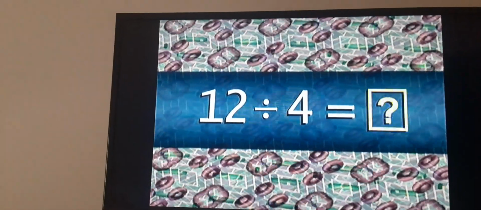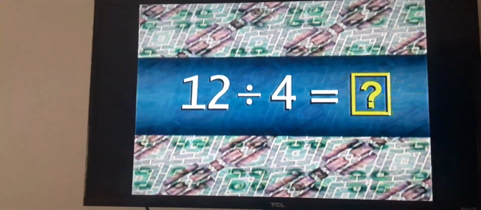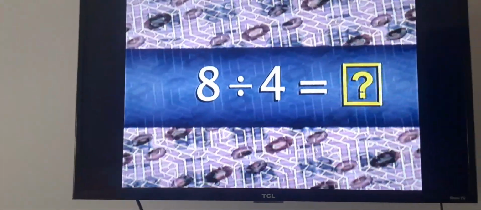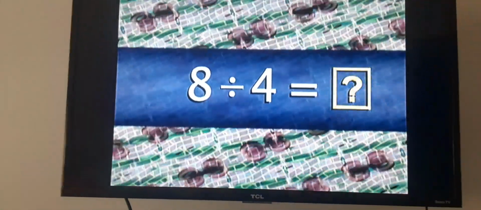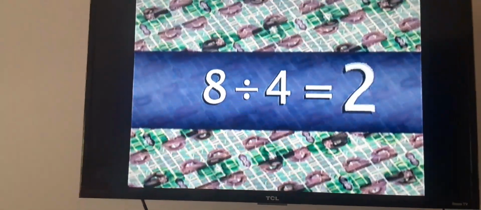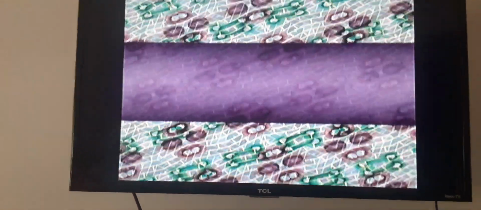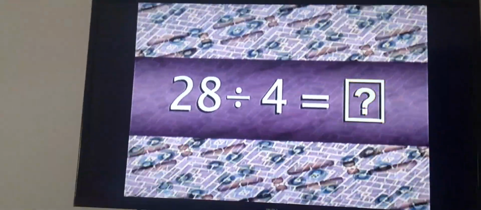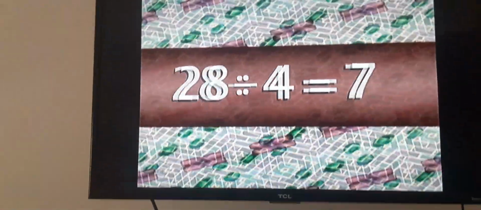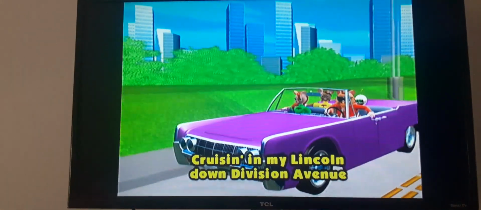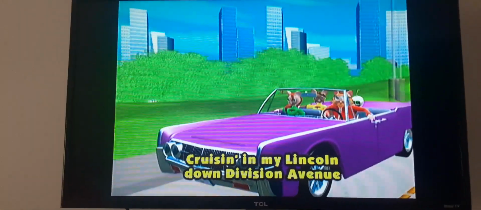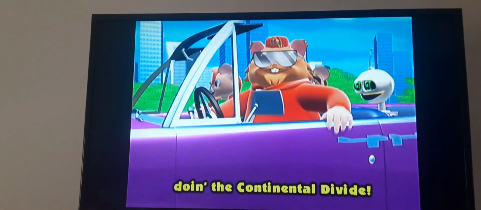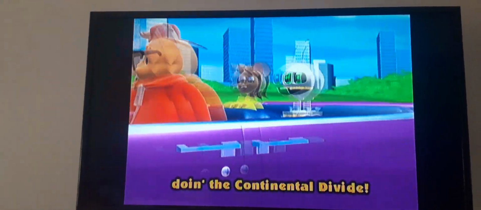12 divided by 4 is 3. 8 divided by 4 is 2. 28 divided by 4 is 7. Cruising in my Lincoln down Division Avenue, doing the Continental divide.